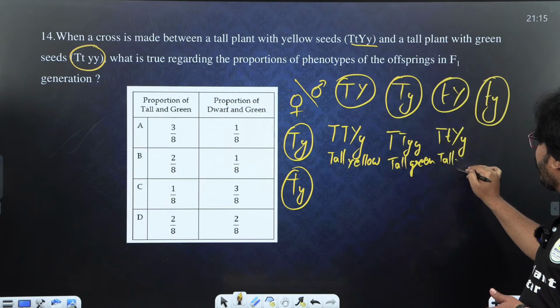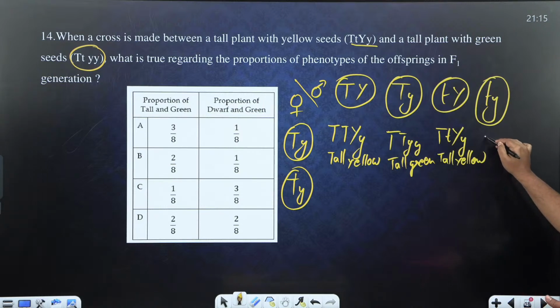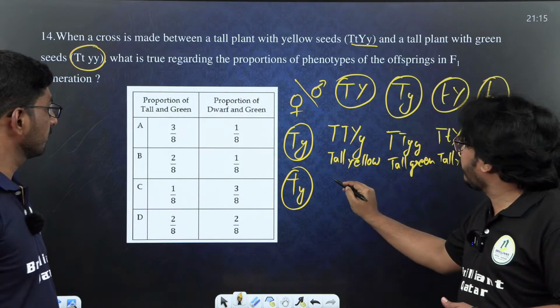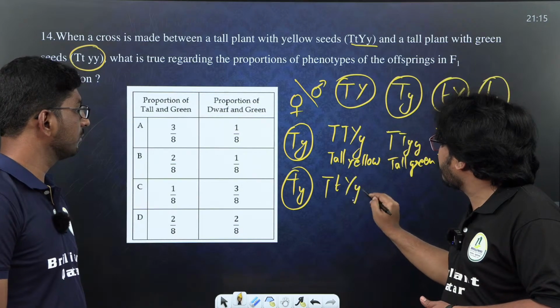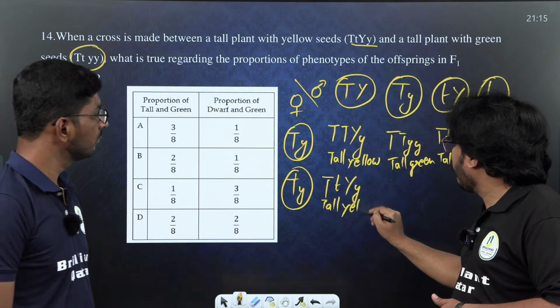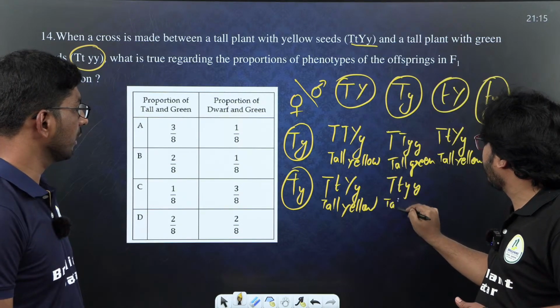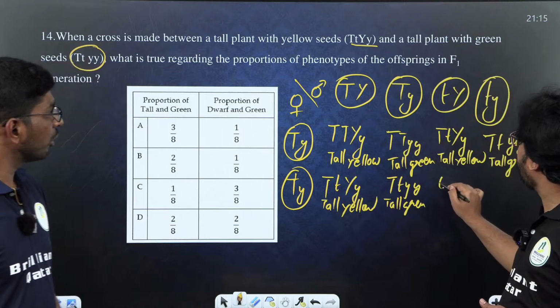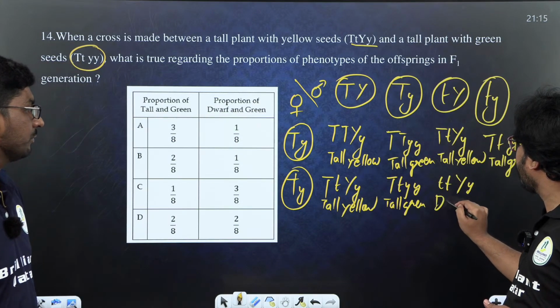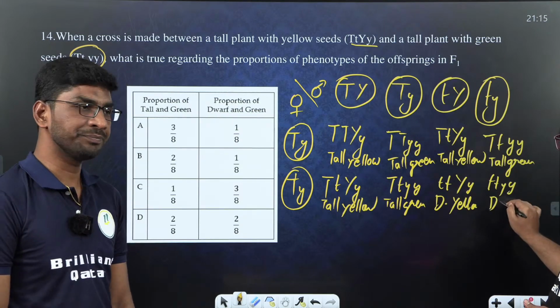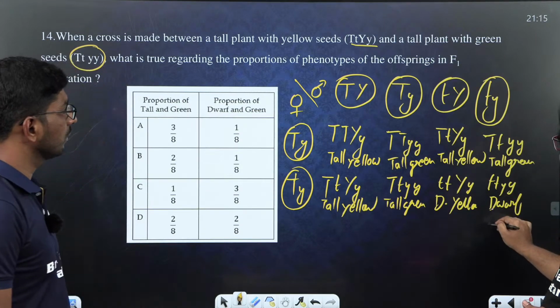So this is also tall yellow. Then the next one can be capital T small t and small y, that is tall green. Then the next one, capital T small t capital Y small y, is also tall yellow. Then this one, capital T small y small y, is tall green. Then here small t capital Y small y is dwarf yellow. Then the last one, all are small y, recessive, that is dwarf green.